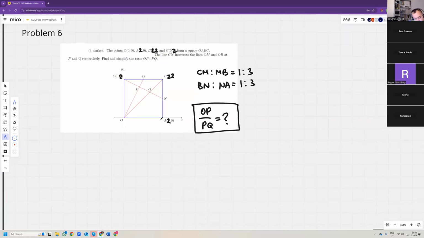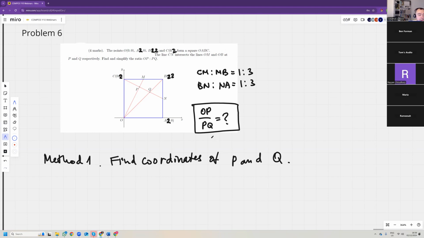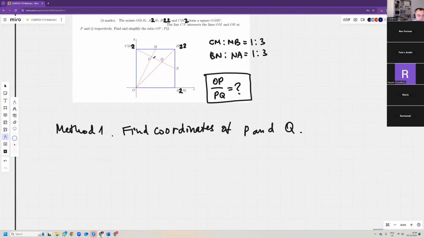There are different ways you can do this. First of all, you could potentially find OP, find PQ, and then find the ratio. Of course, that's the straightforward way. Method 1: find coordinates of P and Q, and then find the length OP, find the length PQ. Easy. Well, easy-ish if you know how to find the coordinates.